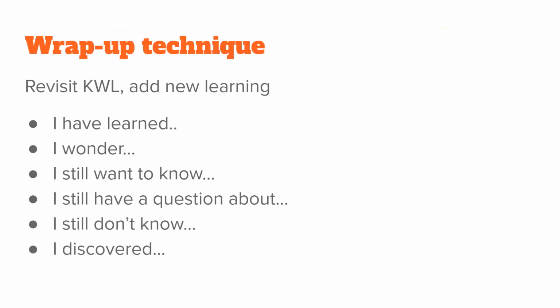Okay, and some ways to wrap up your lesson would be going back to that KWL chart and adding in new learning. And that's a way to see what the students actually learned. Have them tell you what they learned during the lesson, and then teaching them these sentence frames. I have learned. I wonder why. I still want to know. I still have questions about. I still don't know. Or I discovered something new.